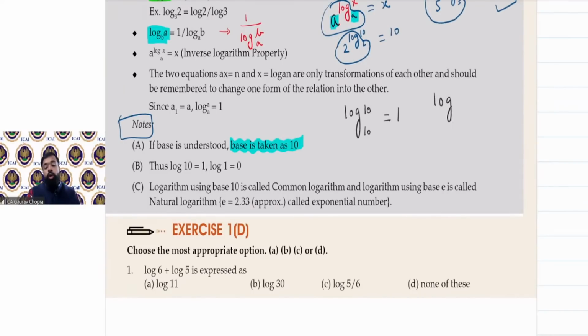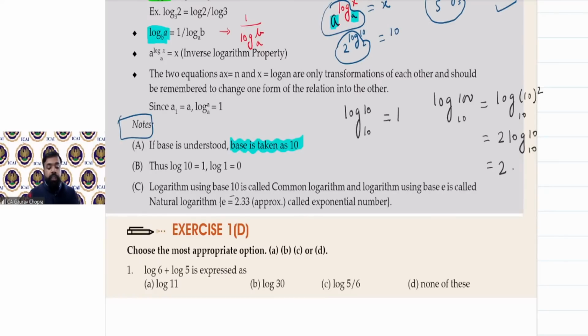And if it is log of 100, then 100 can be written as 10 squared. And then we can apply the property of powers. So it will become 2 times log 10 base 10, whose value is equal to 2. So log 100 is 2. Log 10 is 1. Log 1000 will become 3. So 1 zero, result is 1. 2 zeros, result is 2. 3 zeros, then result is 3.